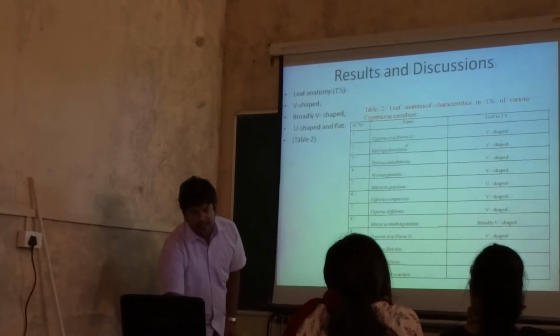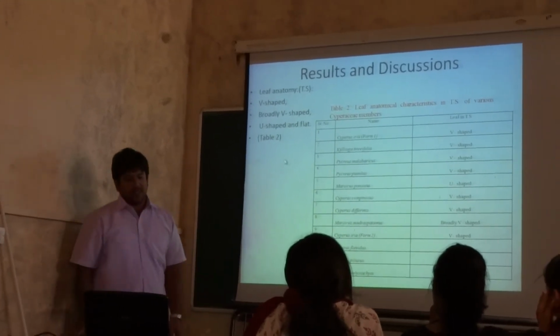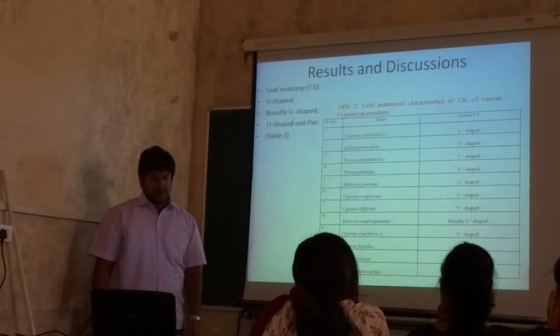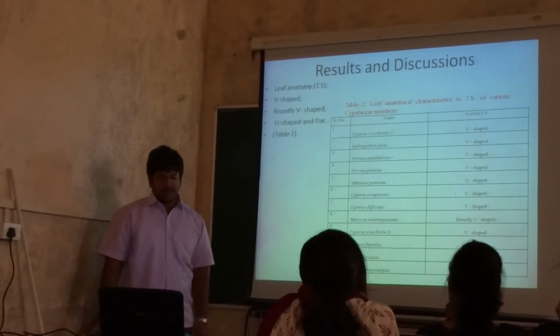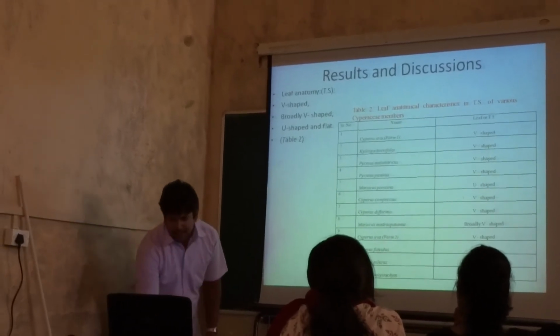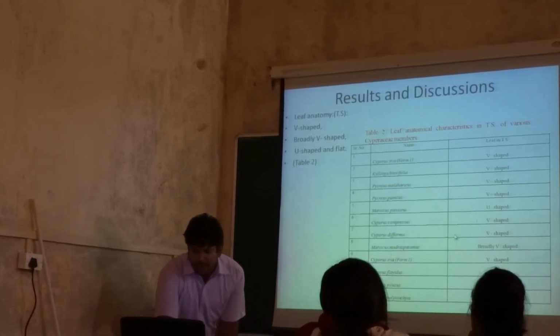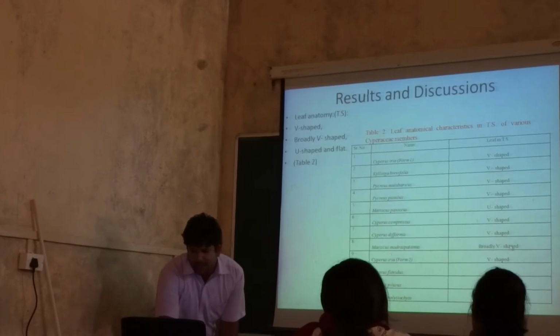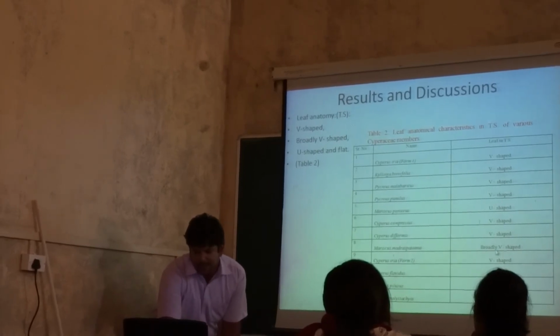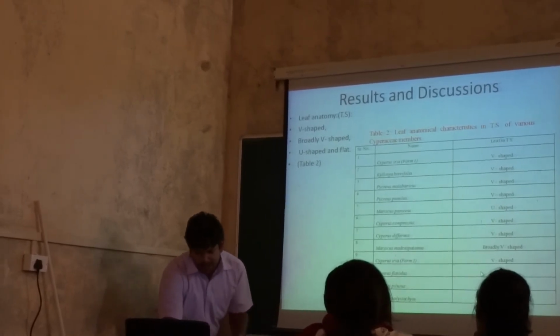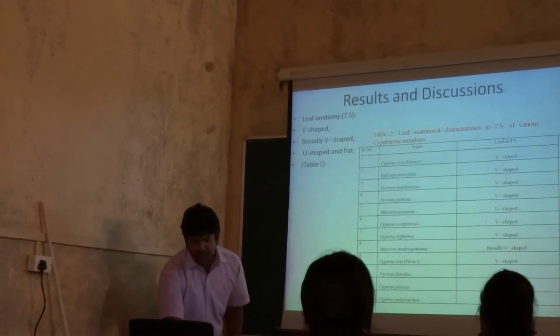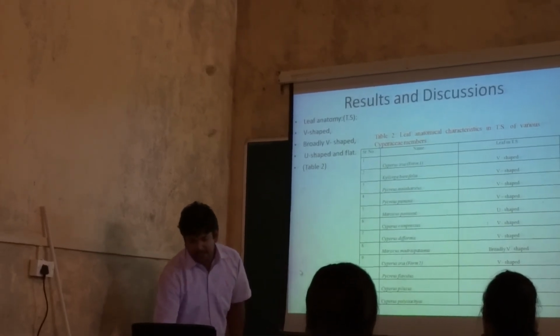Then this is in relation to the leaf anatomy. Generally they were V-shaped or broadly V-shaped or U-shaped and flat. So you can see here most of them are V-shaped. Meriscus showed V-shaped, broadly V-shaped, and Picreus showed U-shaped. Again in Cyperus it was more or less flat-shaped.